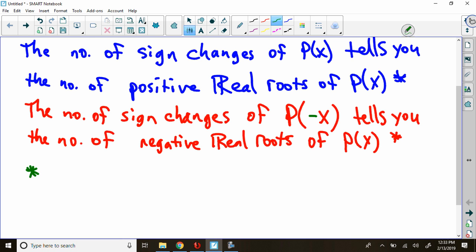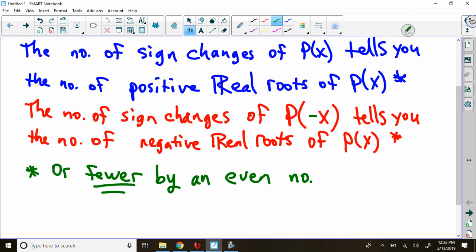So the more part is, or fewer by an even number. Or fewer than that by an even number. And we'll spell all that out in a minute. Are there any questions other than can I go to the bathroom up to this point? Any comments? Concerns?